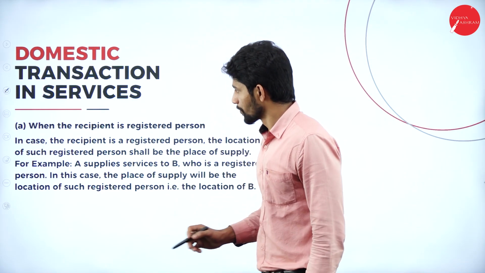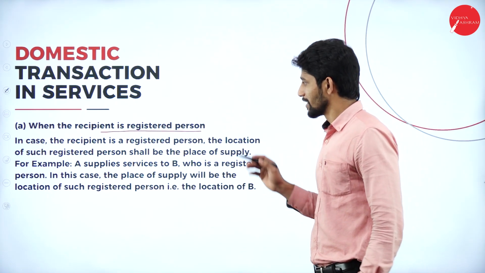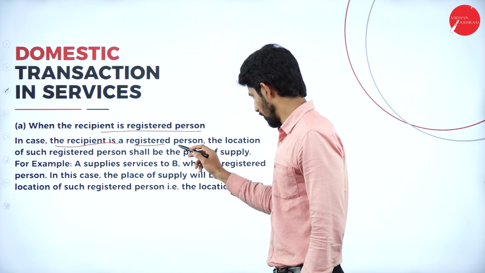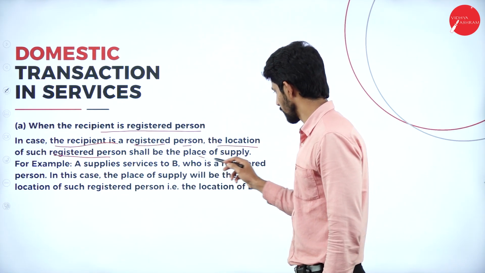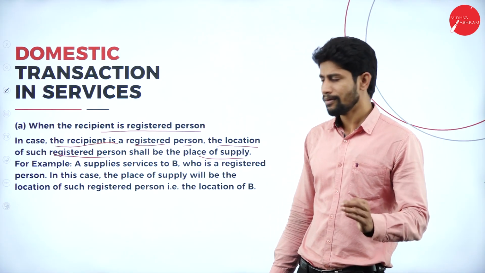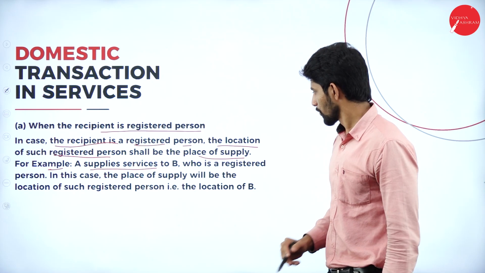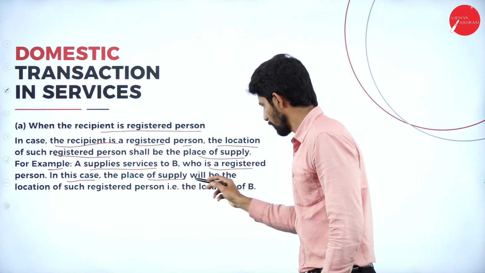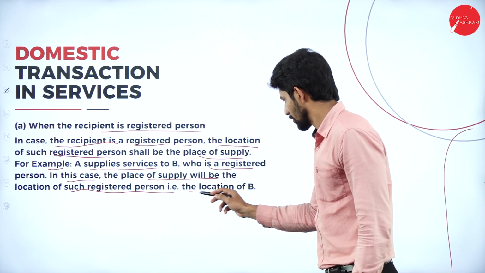In that, first one, when the recipient is a registered person, the location of such registered person shall be the place of supply. Yes, if the recipient is a registered person, the place of the recipient will be the place of supply. For example, A supplies services to B, who is a registered person. In this case, the place of supply will be the location of such registered person, example, the location of B.